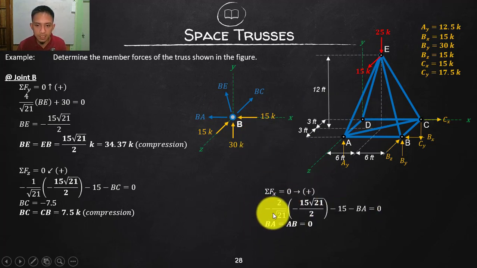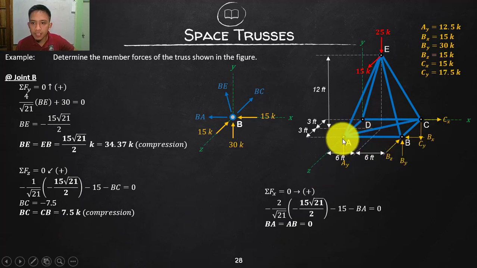Look at this. That is the good thing if I am using the exact value. Square root of 21 cancels totally. This will become positive. 2 and 2 cancel, so you are left with this as positive 15. Minus 15 will be 0, so BA has nothing to be equated with, so that is 0. So from this point, we already calculated the 3 members connected to that: AB, BC, and BE. Now let's proceed to another one.